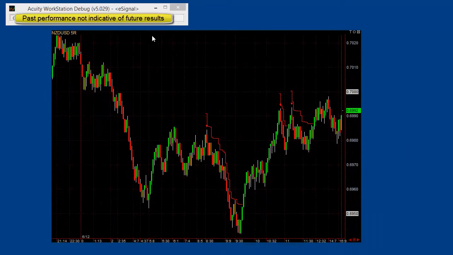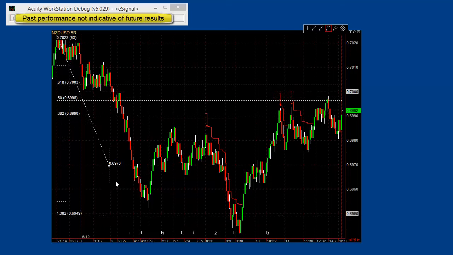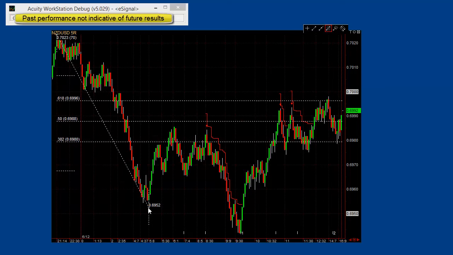Here's the New Zealand dollar. It made a strong trend, and then it fizzled out on the pullback up. It wasn't able to get above the 62% retracement, and in fact it wasn't even able to get above the 50% retracement. And then it had a little double top right here. Very high probability pattern, and you can see that was good for about 20 pips.